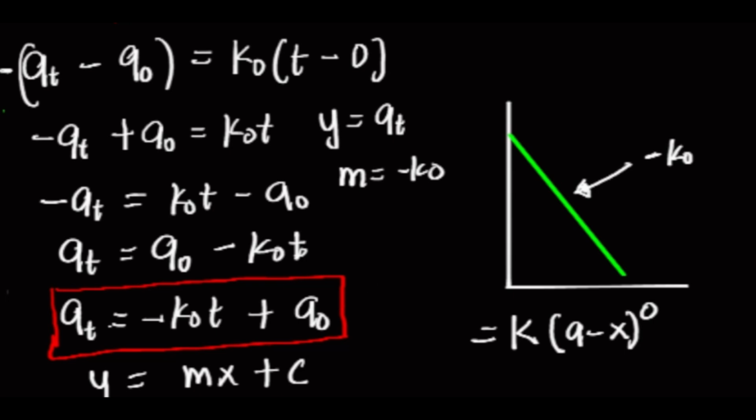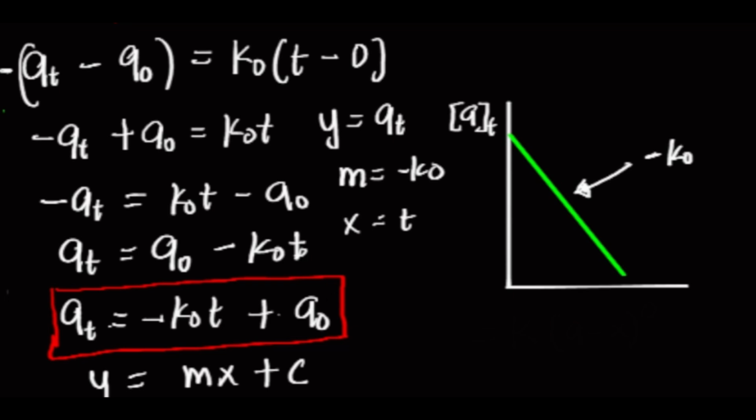Then if I'm plotting the graph, the y is the dependent variable here, which is a of t. I'm going to be plotting the concentration of a final against x. X is actually t, so this rate depends largely on the time. So we are going to have the time here, and the slope is going to be negative k naught.